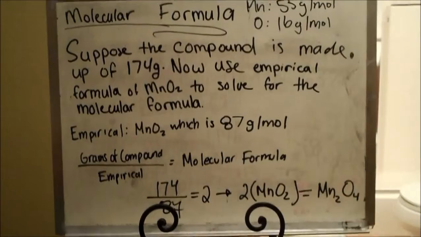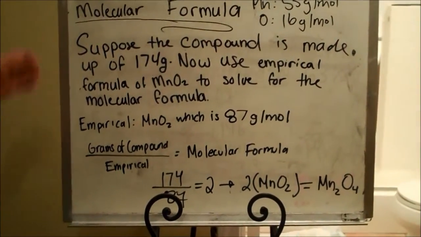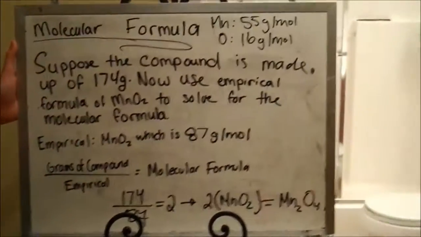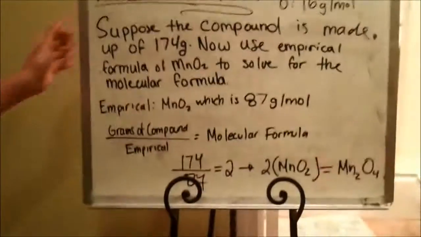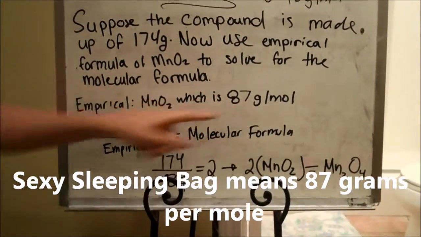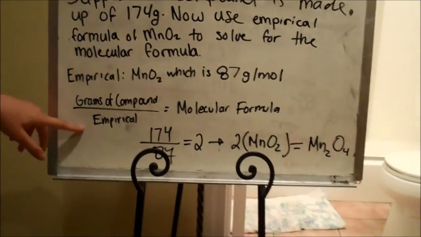Okay, today we're going to learn about the molecular formula. In order to solve, here's the equation. Suppose the compound is made up of 174 grams. Now use the empirical formula of MnO2 to solve for the molecular formula. Previously, the empirical formula is 178 grams per mole, and grams of compound over the empirical formula is the molecular formula.